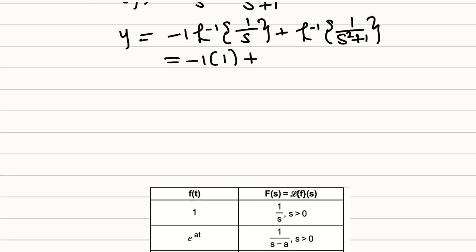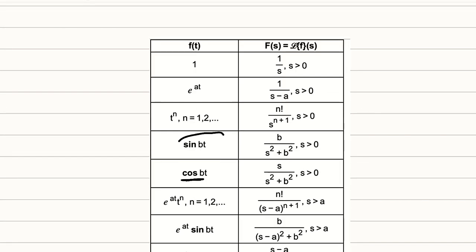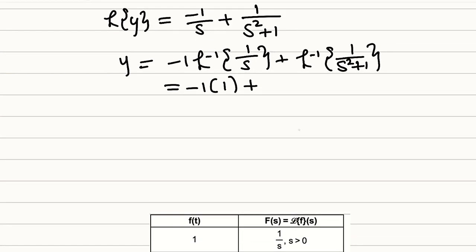Now let us find the inverse of 1 divided by s squared plus 1. If you take the Laplace transform of sine bt, you're going to get b divided by s squared plus b squared. Therefore, if you take the inverse Laplace transform of this, you shall get this back. And now we are going to apply that here. Let me even write it here. The Laplace transform of sine of bt is equal to 1 divided by s squared plus b squared.